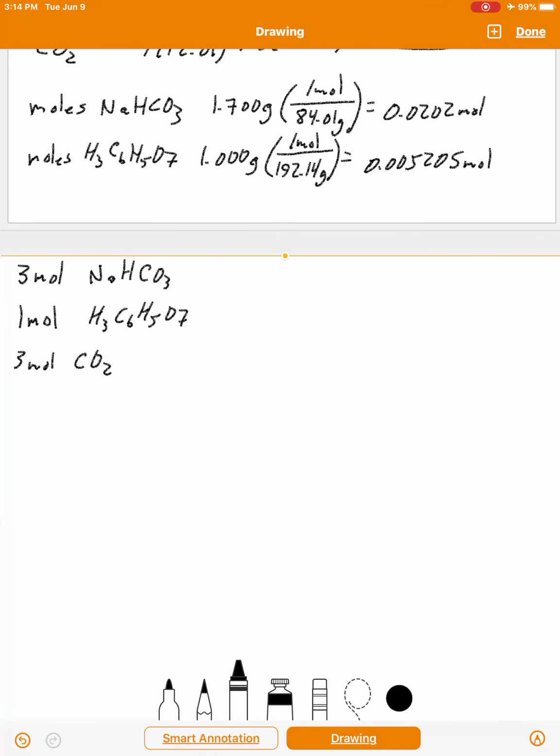I'm going to use each of these in 2 separate calculations to find the moles of this one, and then I'm going to pick the smaller number. That's the logic that I'm using. So here's the idea. We have 0.0202 moles of sodium bicarbonate. We just calculated that.